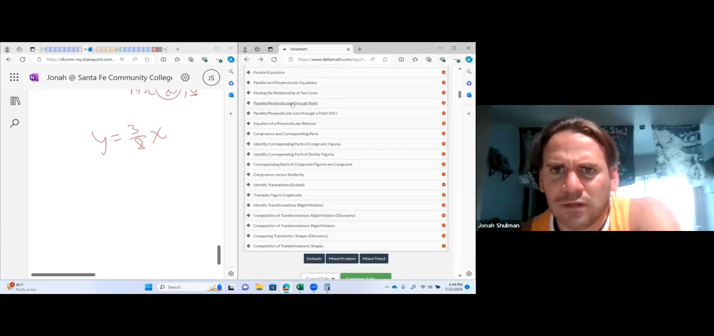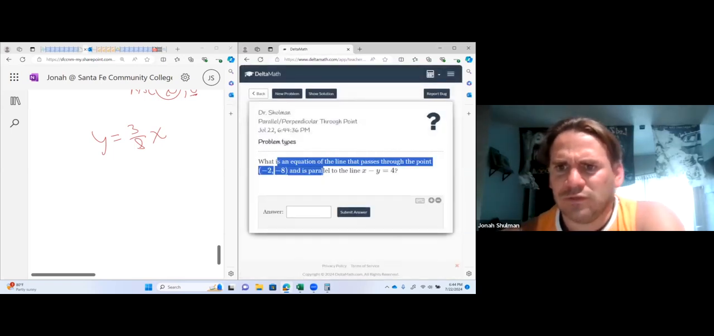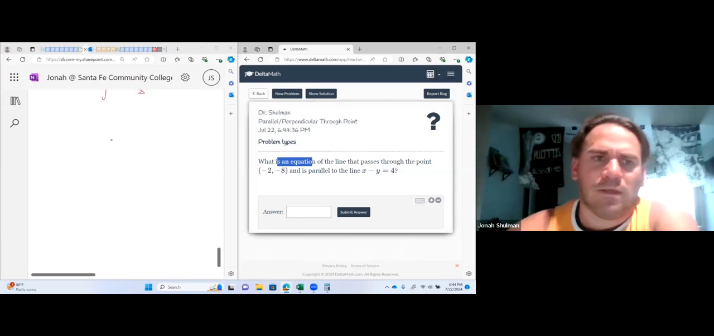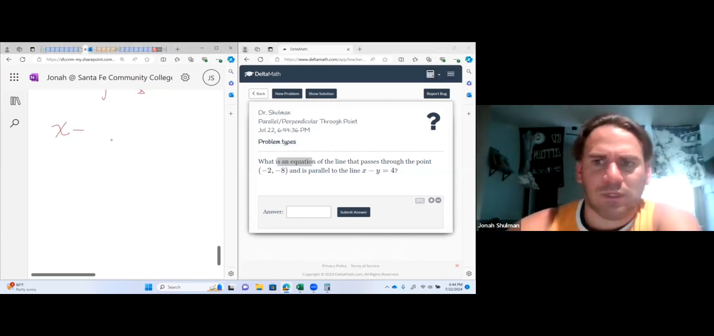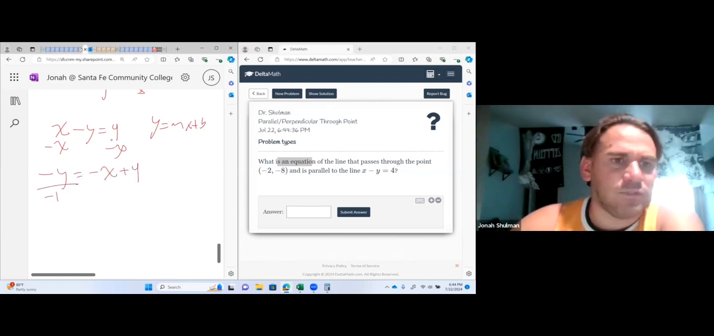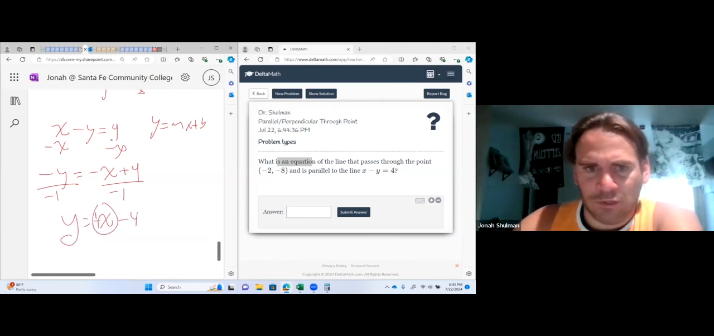Okay, let's do parallel and perpendicular through a point. Which equation of the line that passes through this and is parallel to this? Okay, so this is a good problem. That'll teach you kind of everything. So x minus y equals 4. We want it in terms of y equals mx plus b. You got to minus the x to both sides. So I have a negative y equals negative x plus 4. Divide both sides by negative 1. So then I have regular y equals x minus 4. There's my slope 1/1. So it's parallel to that, but we just need the b.